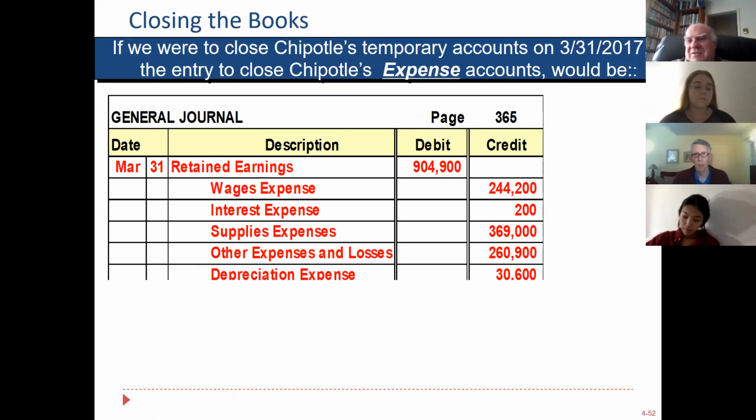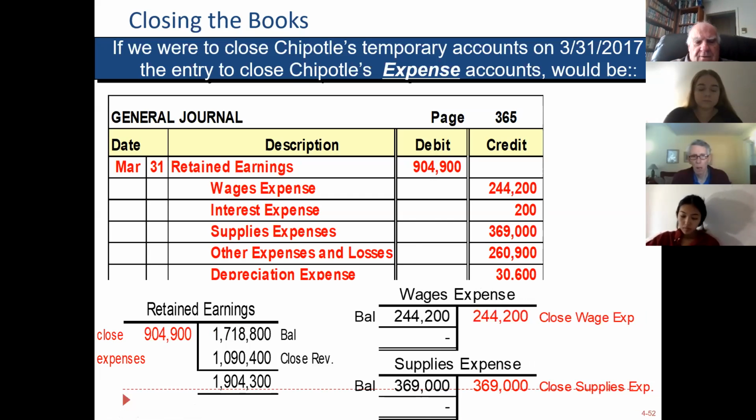I'll allow the grid to carry me forward through here. If we were to close the temporary accounts, what would we do? We credit wage expense. That balance is zero now. Credit, credit, credit. You credit all of the expenses and you debit retained earnings. Not too tough, but students tend to get a little rattled. So look where we end up here.